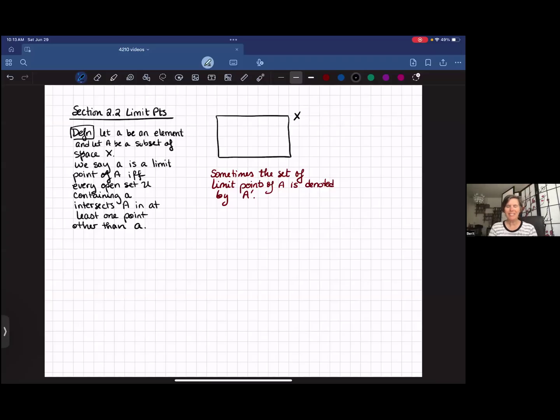Hi, this is Barrett Gibbons, and in this video, we're going to define a new concept, the concept of limit points, and then we'll see a couple of examples in the standard topology on R. Okay, so the concept we're defining is limit points.